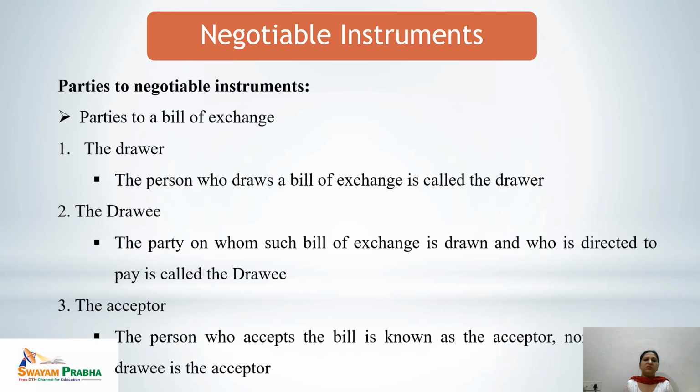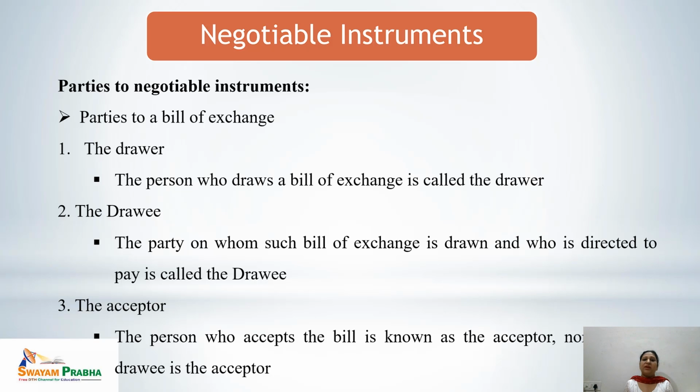The first one is the drawer. As its name indicates, the person who draws a bill of exchange is called the drawer. That means a person who makes the bill, who draws the bill upon another party, is known as the drawer. The second one is the drawee. The person on whom such a bill of exchange is drawn, that means who would be directed in future to pay, is called the drawee.